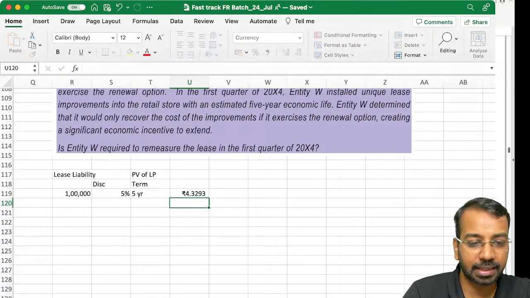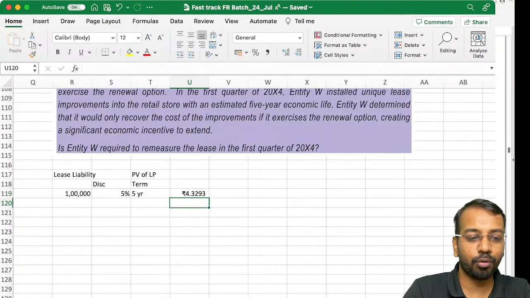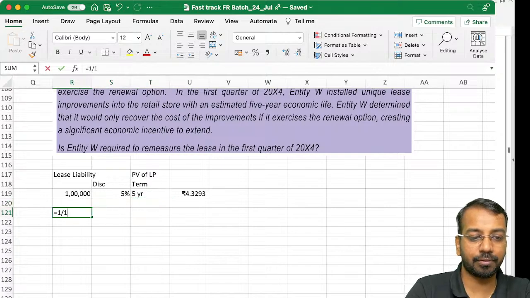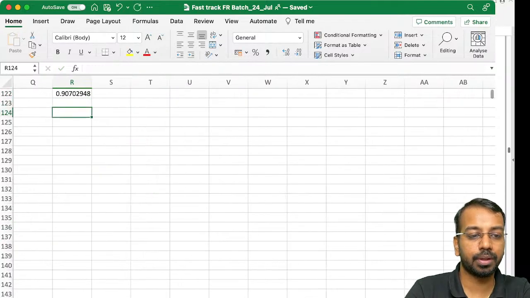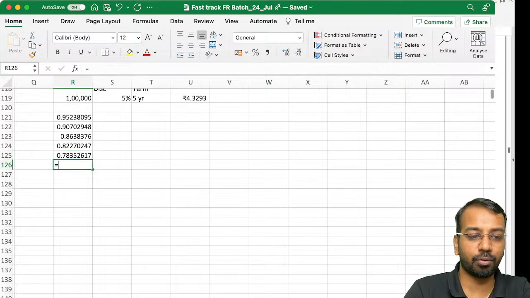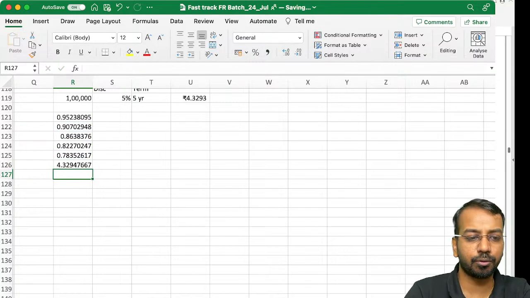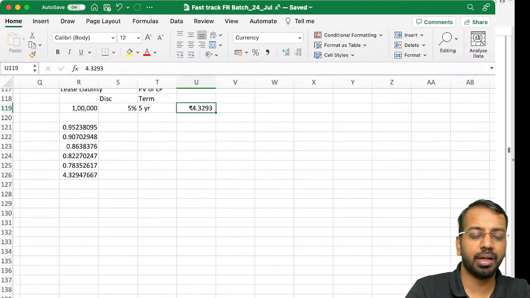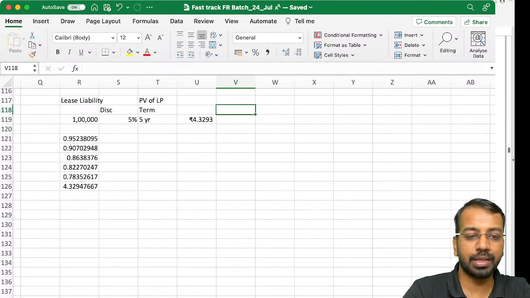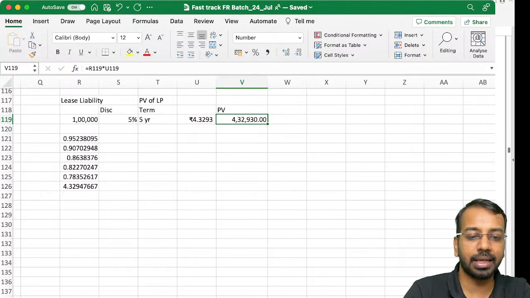Sir, we don't get Excel in the examination. How will we calculate? I know you don't get Excel in the examination. That's why I'm saying do it simply. 1 divided by 1.05, then 1.05, like this if you do for 5 years and do a grand total, it is 4.3294. I've taken 4.3294, whatever is the number. Okay. So present value is 100,000, 1 lakh, into this number, we get 432,930.